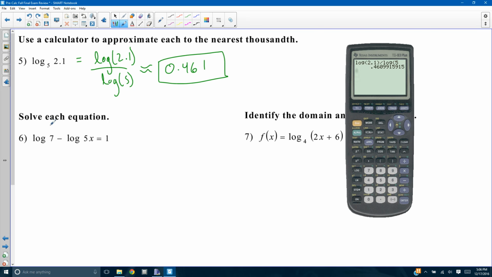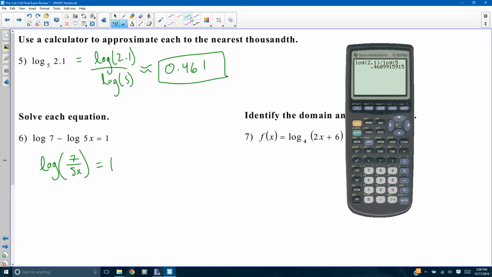Number 6, solve this equation. The log of 7 minus the log of 5x equals 1. All right. I would try and combine these logs if I can. If you have multiple logs, it's going to be a harder issue to eliminate them. So how do you combine these as one log? Well, this is the log of 7 over 5x, because subtraction of 2 logs is the quotient, written as a fraction, numerator, denominator within one log right there, equals 1.